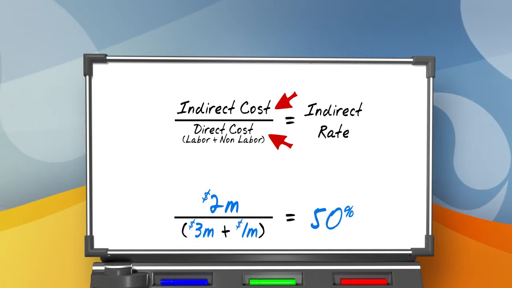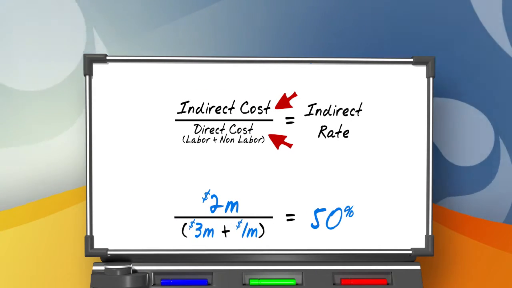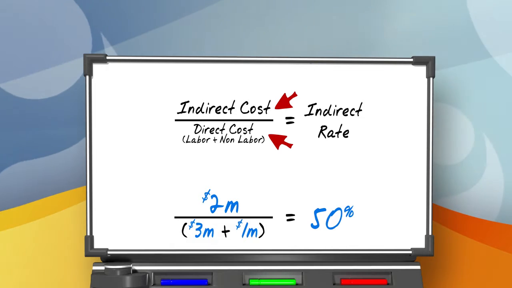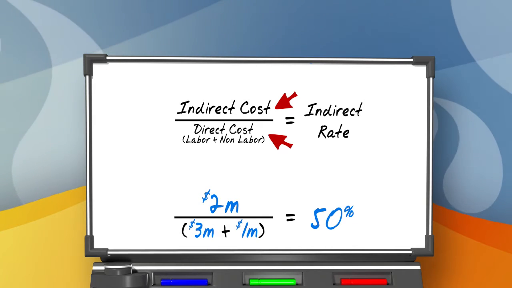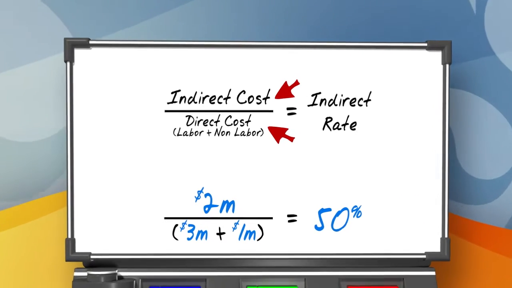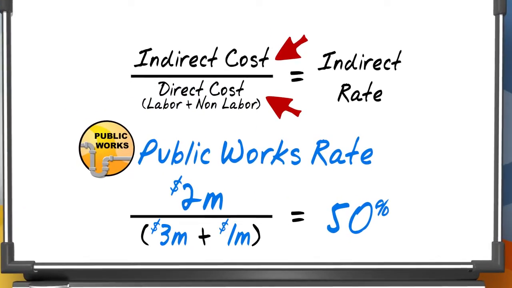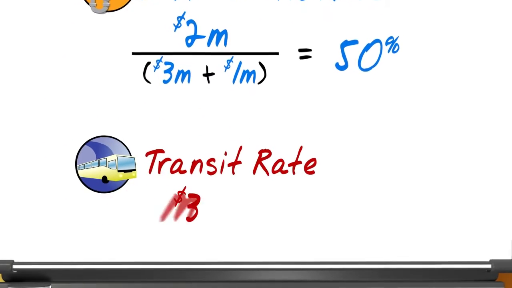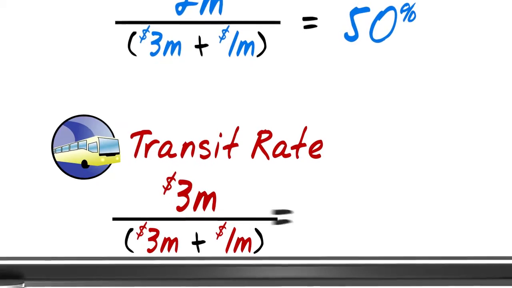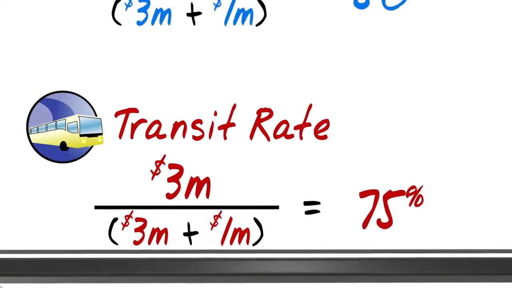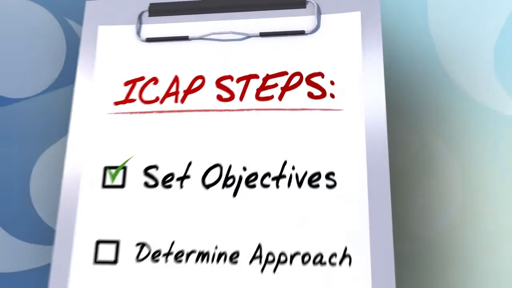While the single indirect rate is the most commonly used approach, some agencies do choose to develop multiple rates. For example, an agency might want one rate for public works projects and another rate for transit, or an agency might designate a special rate for use only during emergency relief efforts. Determine approach.